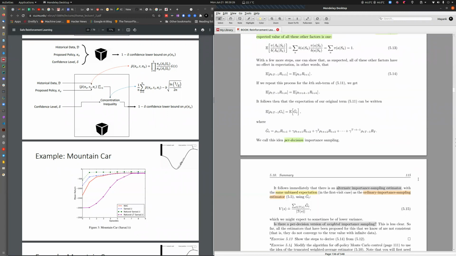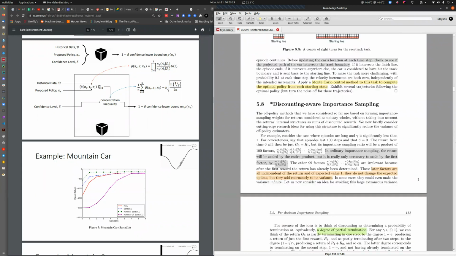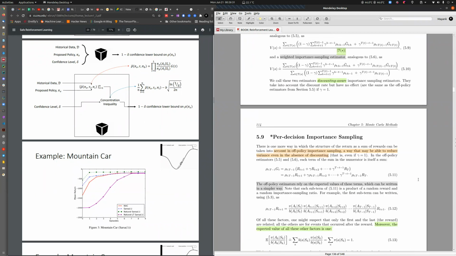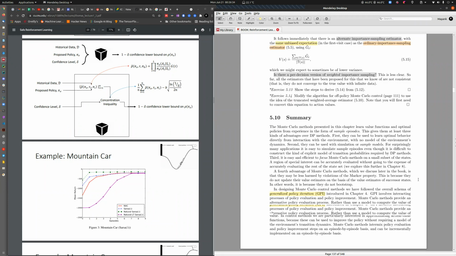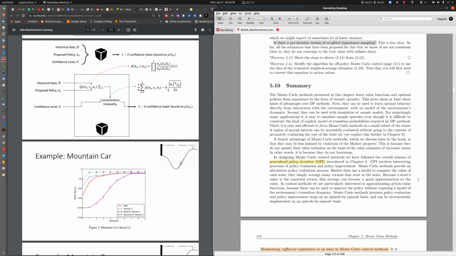Yep. So this was the end of the discount aware importance sampling and the per decision importance sampling ratios that we discussed. Then yeah, we had 4 or 5 advantages of the Monte Carlo methods, which are to summarize it. This is the first advantage. They use the optimal behavior directly from the interaction.